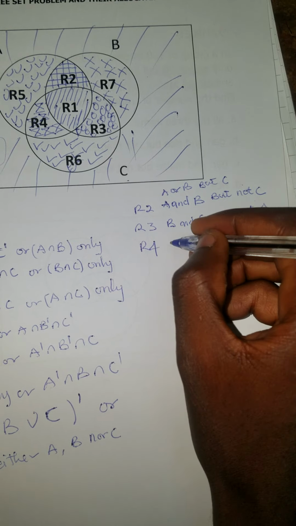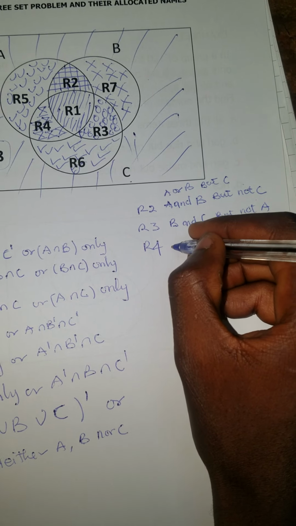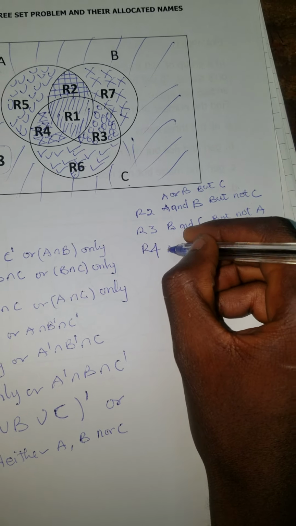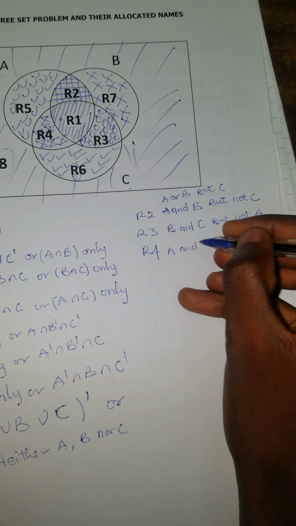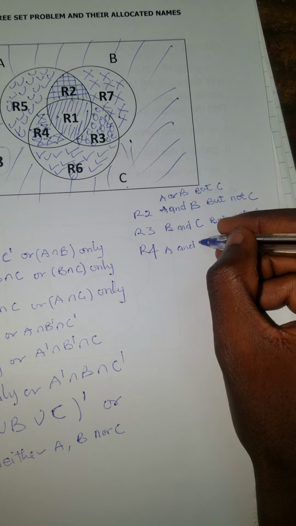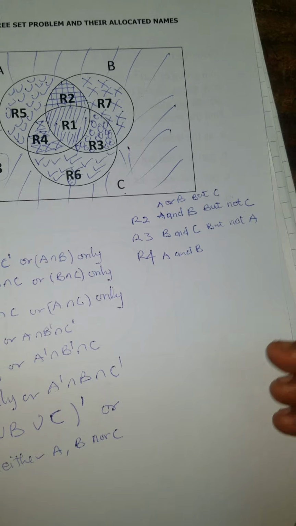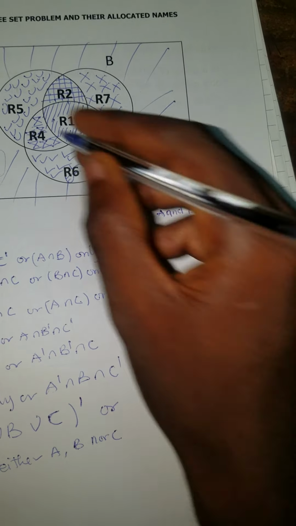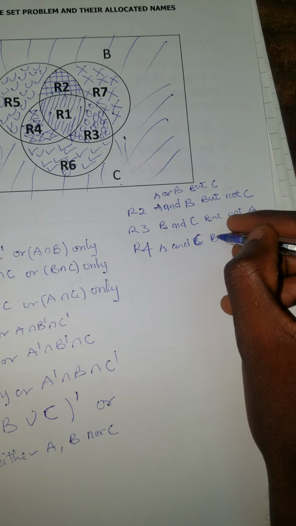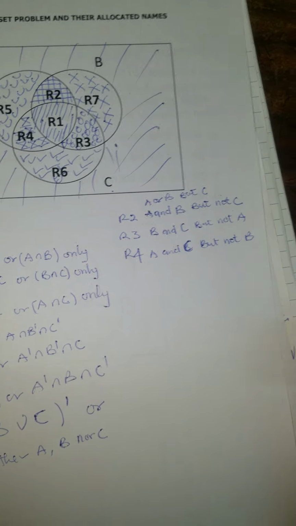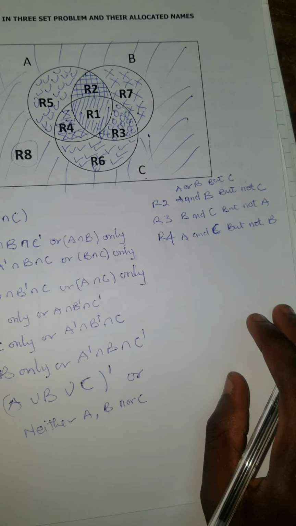And then region 4 can be said to be A and C, but not B. Please, I hope you are following.